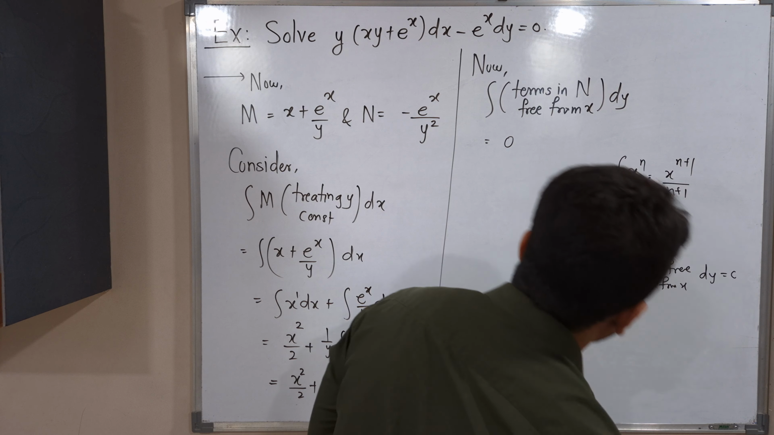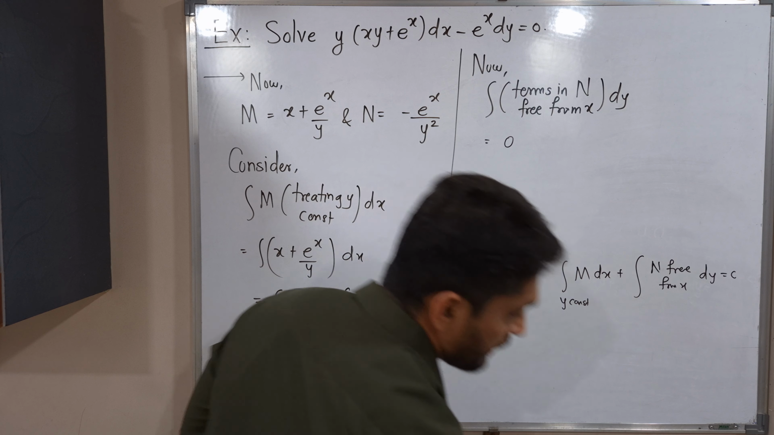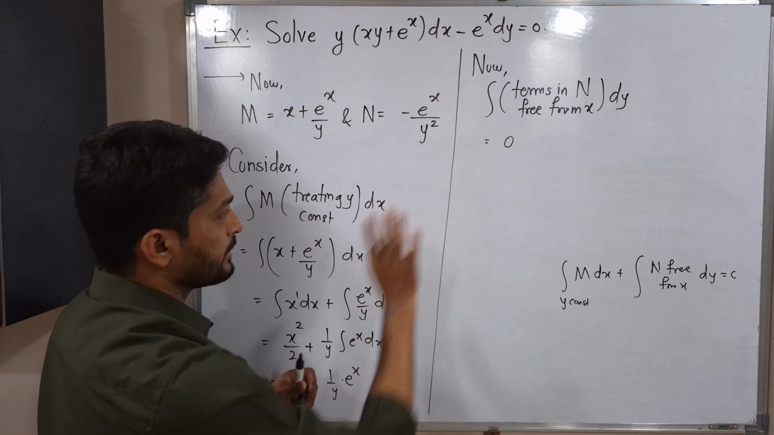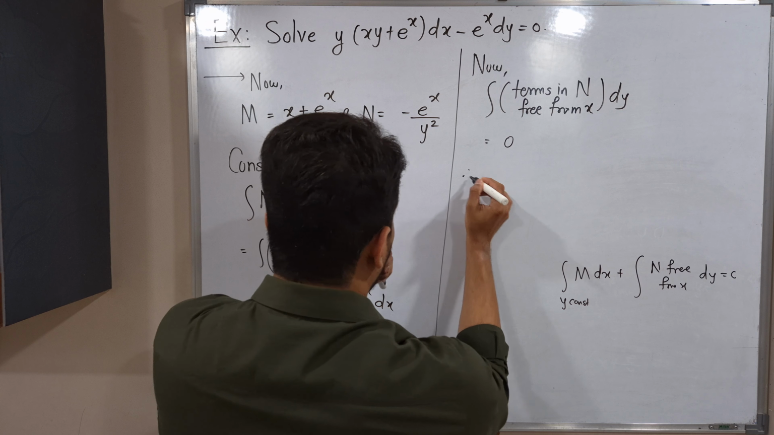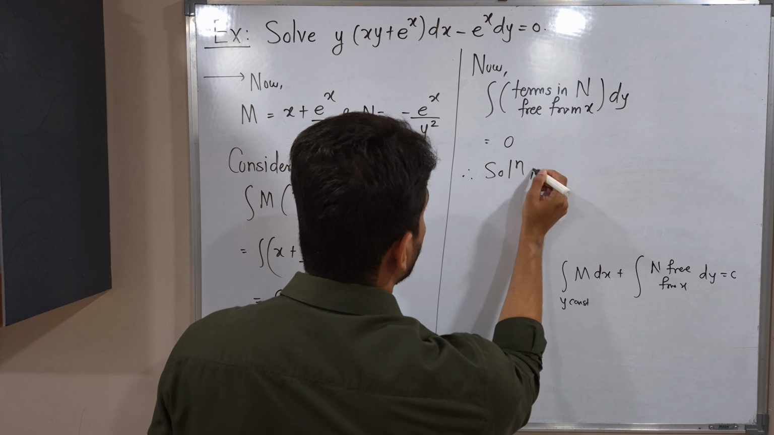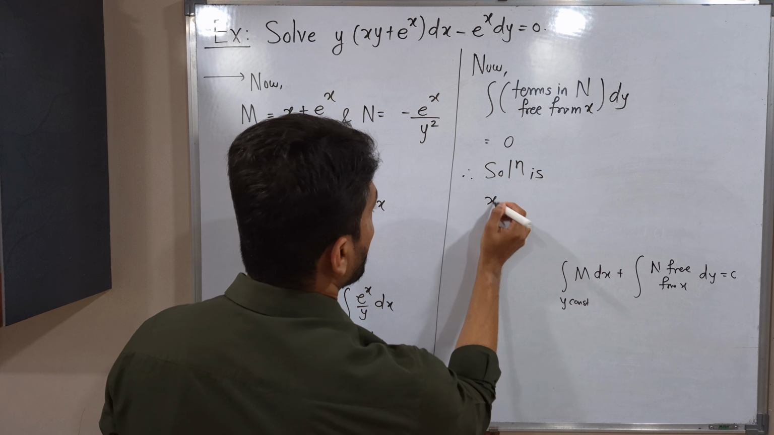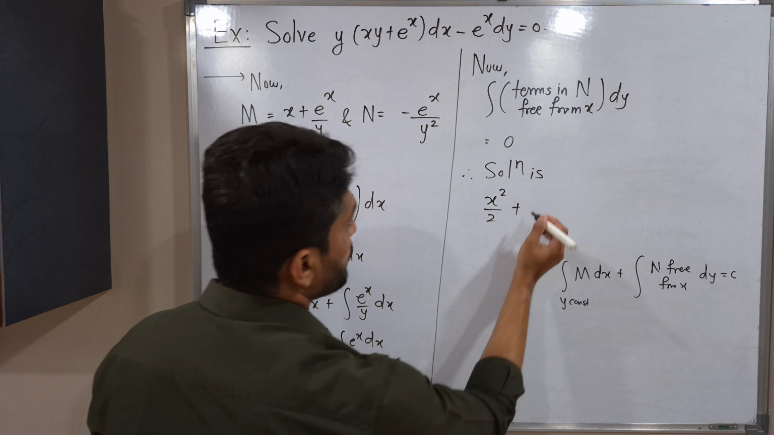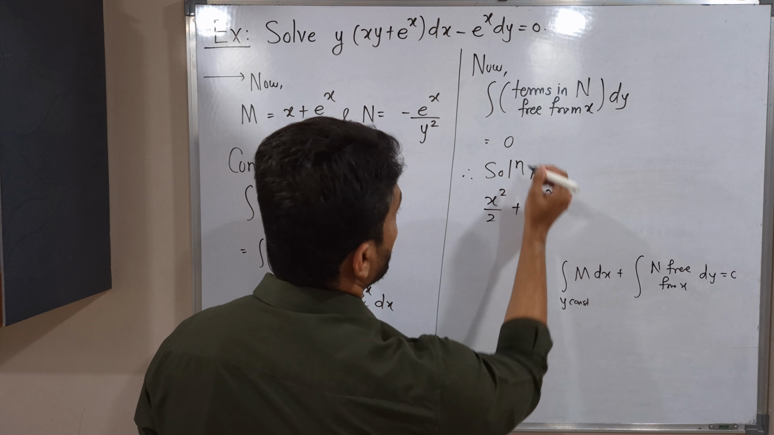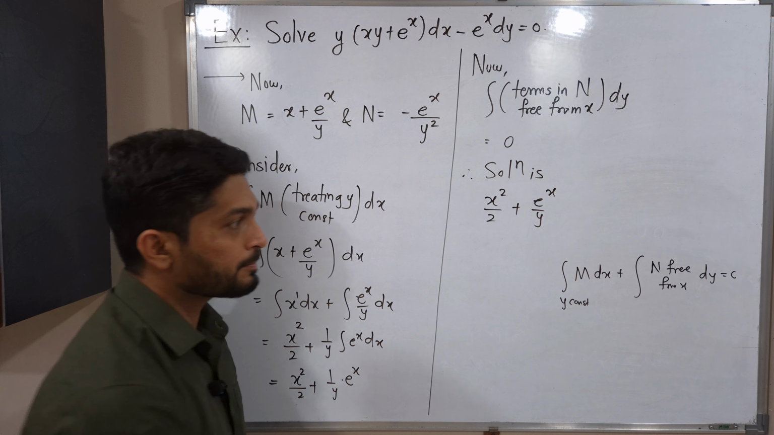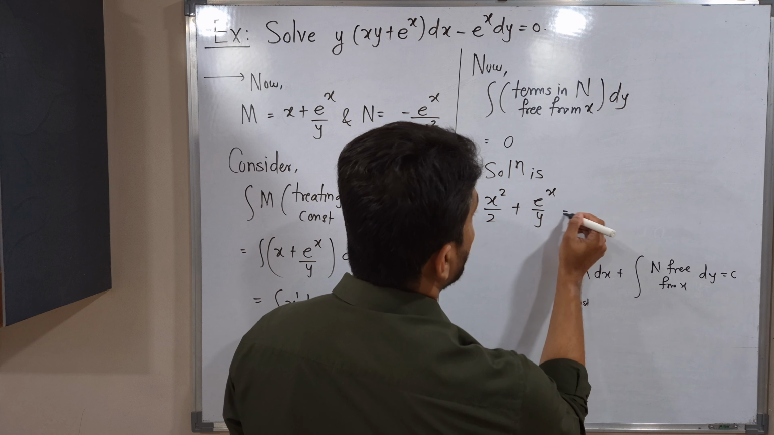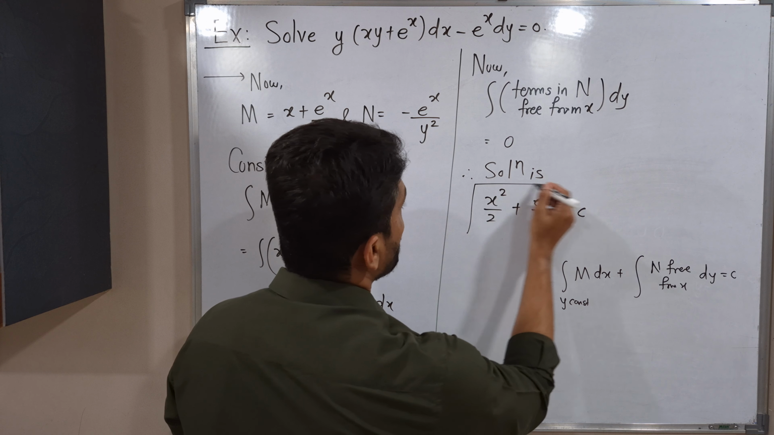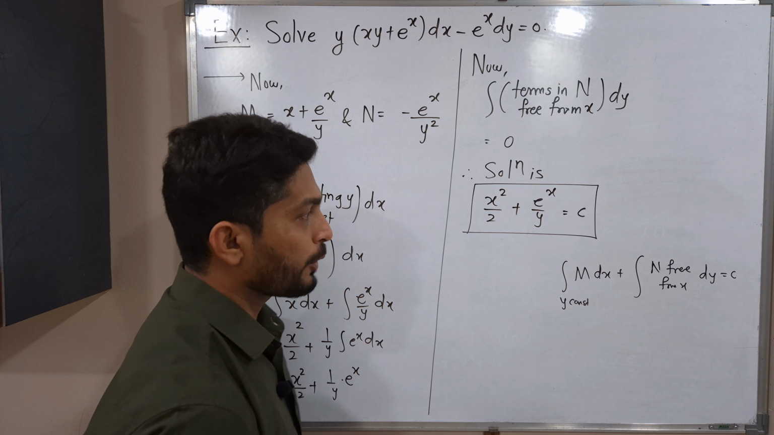And the formula says the solution is nothing but the addition of these two integrals. Okay, so simply we need to add. Solution is, let us add, x square by 2 plus 1 by y into e raised to x by y. If you add 0, you will get the same. So let us ignore it, is equal to c. So this is the required solution. Ready? So finally we got the solution of this problem, right?